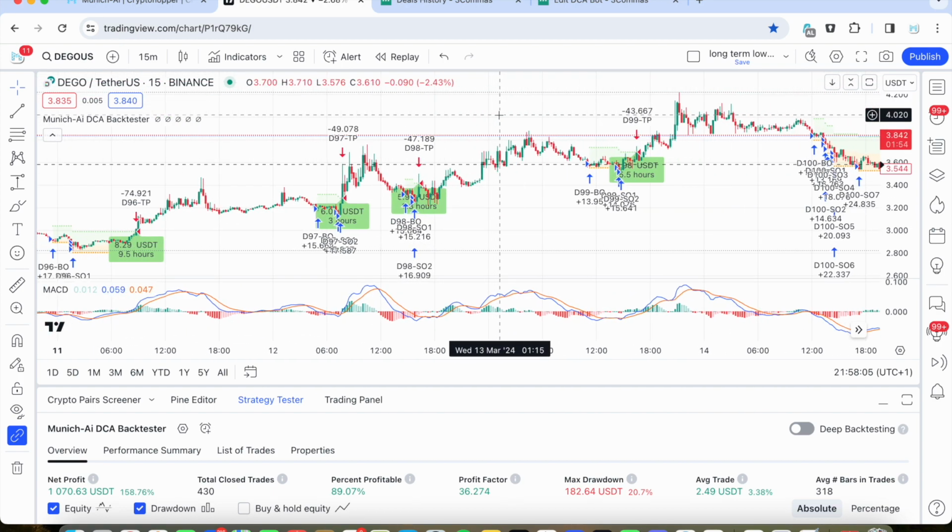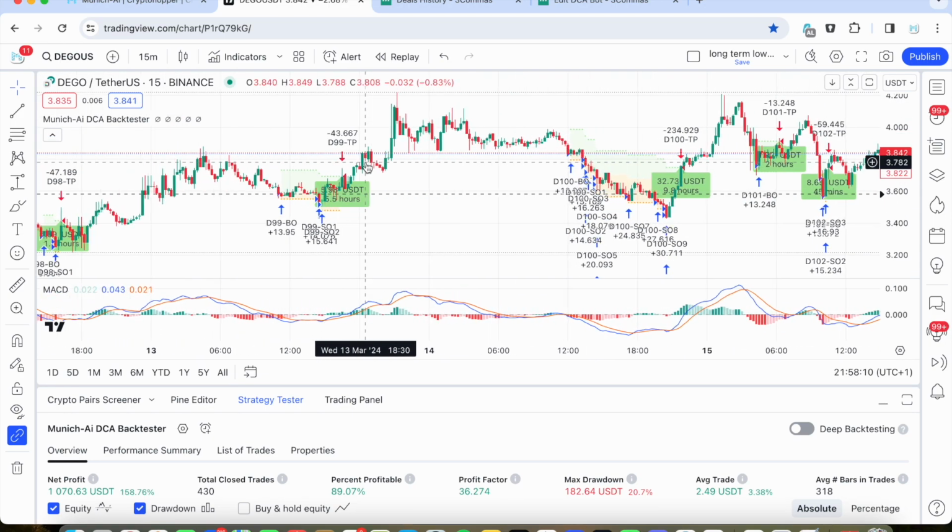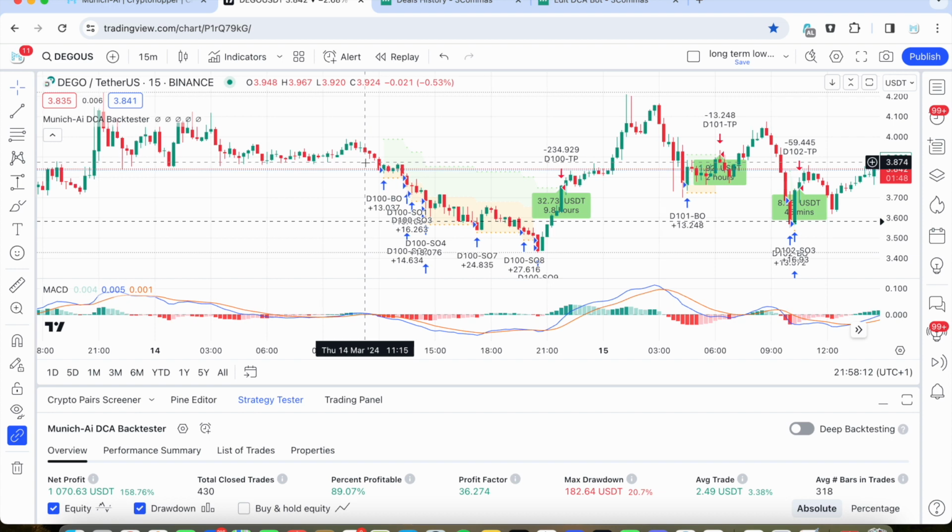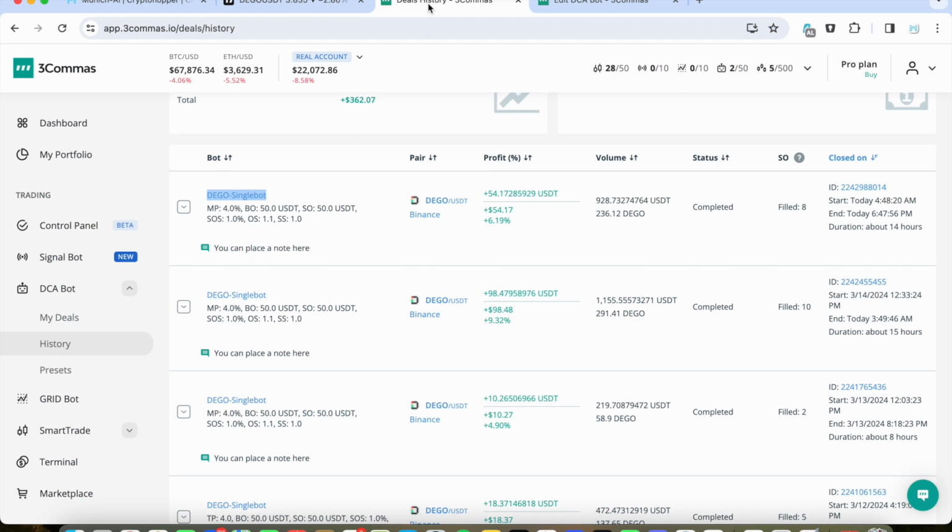This bot is pretty nice, making me a lot of profits, but today I want to show you how to improve it even more and take the most out of each single trade. Therefore, there is a new option in 3Commas called sell conditions.